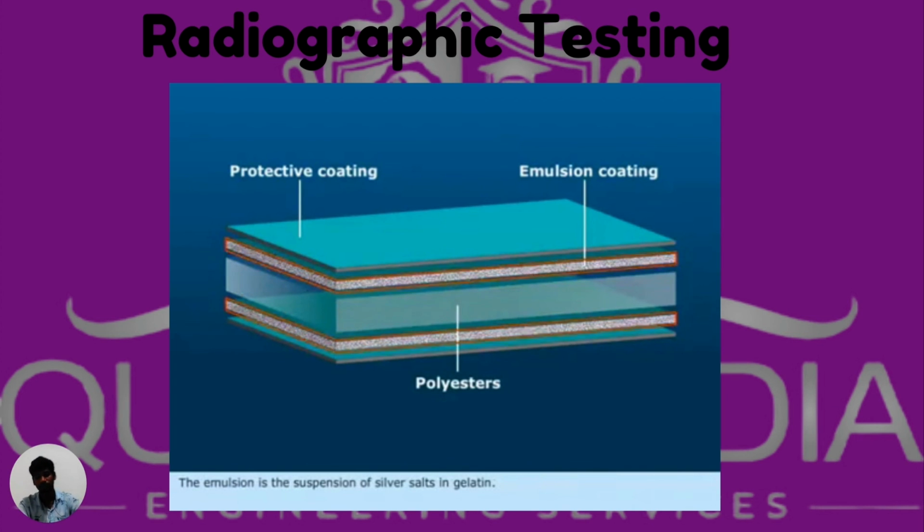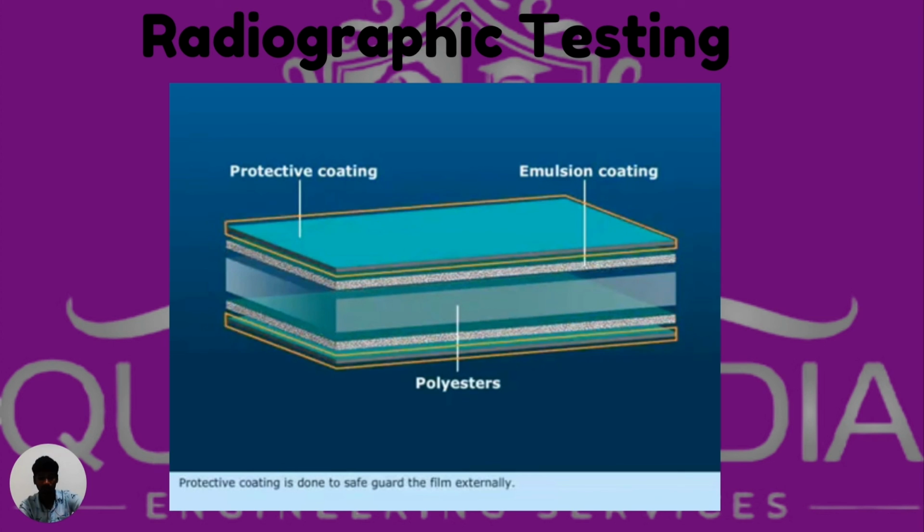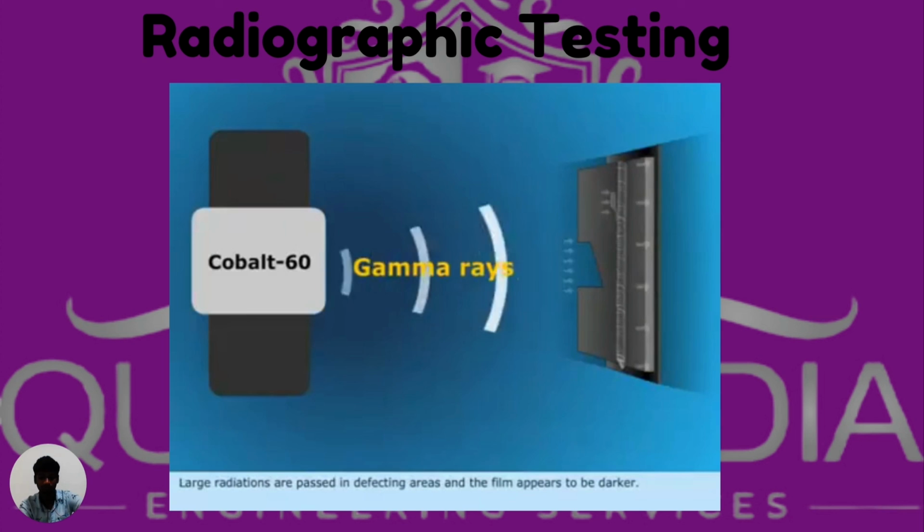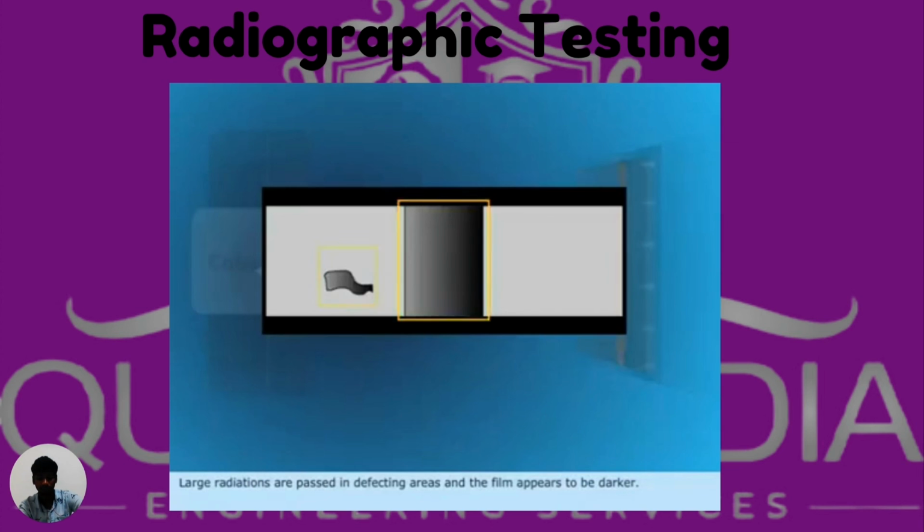The emulsion is a suspension of silver salts in gelatin. The emulsion coating increases the quantity of radiation absorbed. The protective coating is done to safeguard the film externally. Larger radiation passes through defective areas, and the film appears darker.